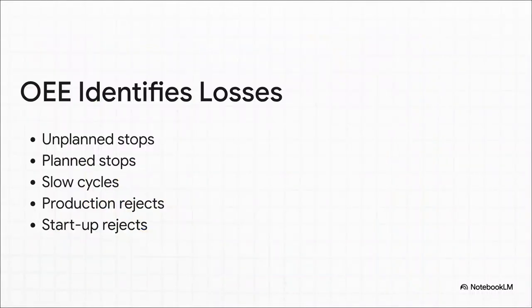And here's where OEE really shines. It doesn't just give you a number. It shows you exactly where you're bleeding effectiveness. It points right to the sources of your losses, whether it's from unplanned stops like a breakdown, slow cycles where the machine is chugging along, or production rejects you have to throw away. It forces you to stop guessing and start confronting the real problems.